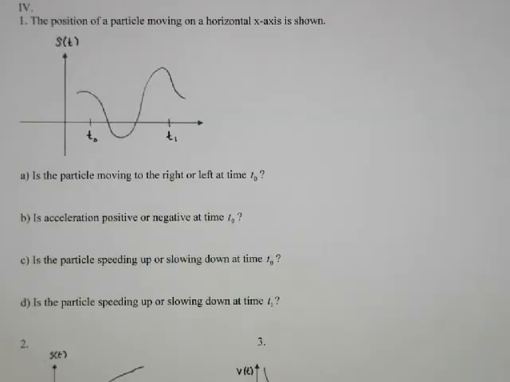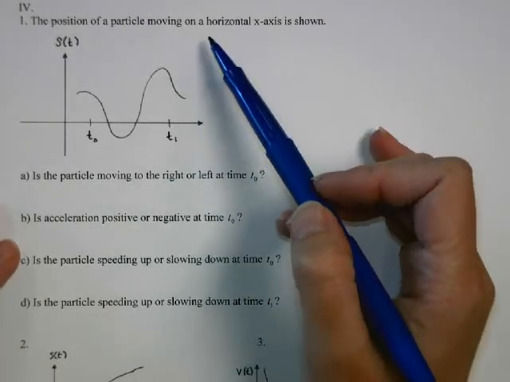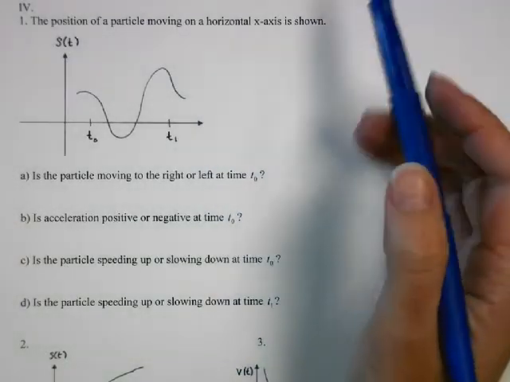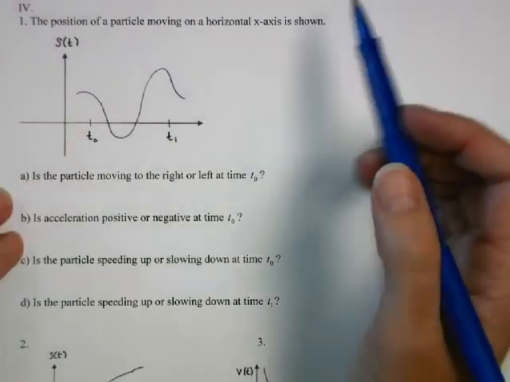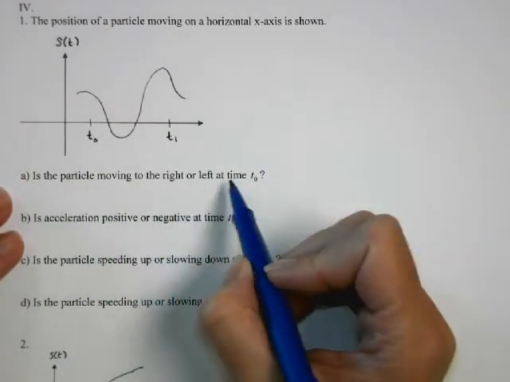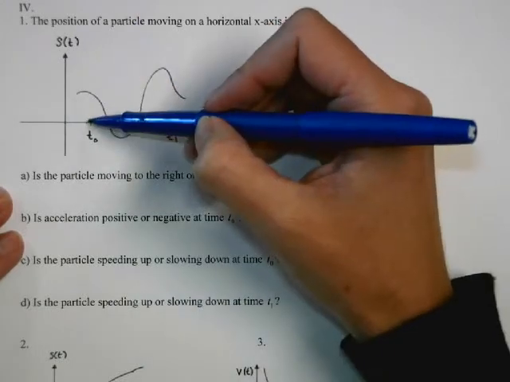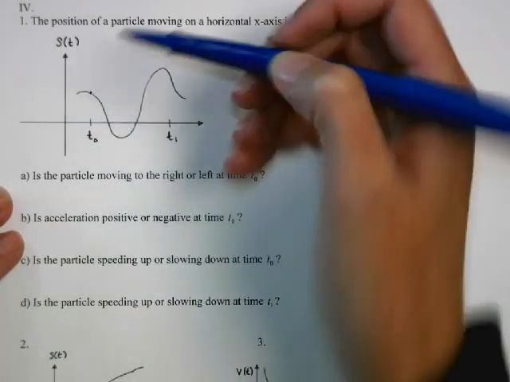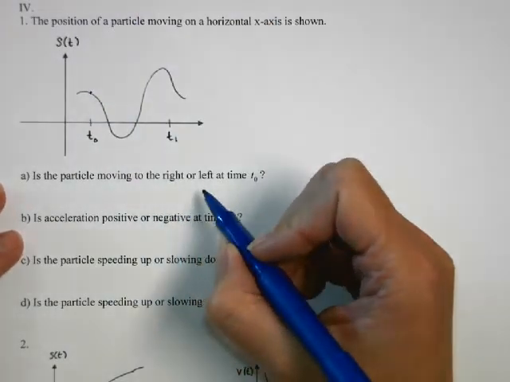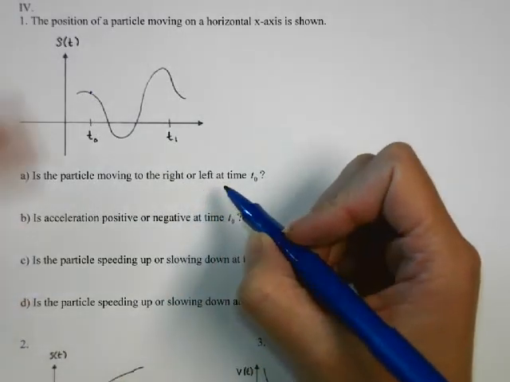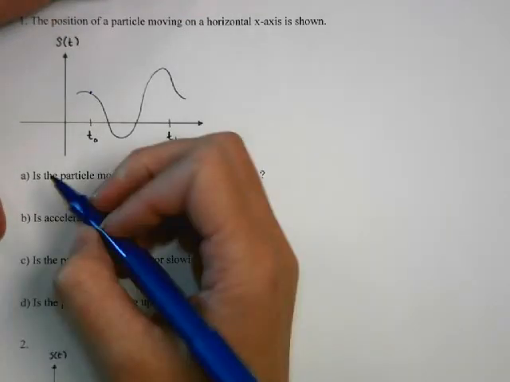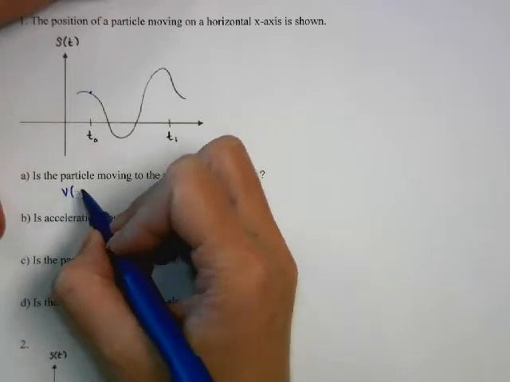Here we have the position of a particle moving on a horizontal x-axis. So again, this is the position. It says, is the particle moving right or left at time equals 0? So here's time equals 0. To determine if it's moving to the left or to the right, we're interested in velocity. So is velocity positive or is velocity negative?